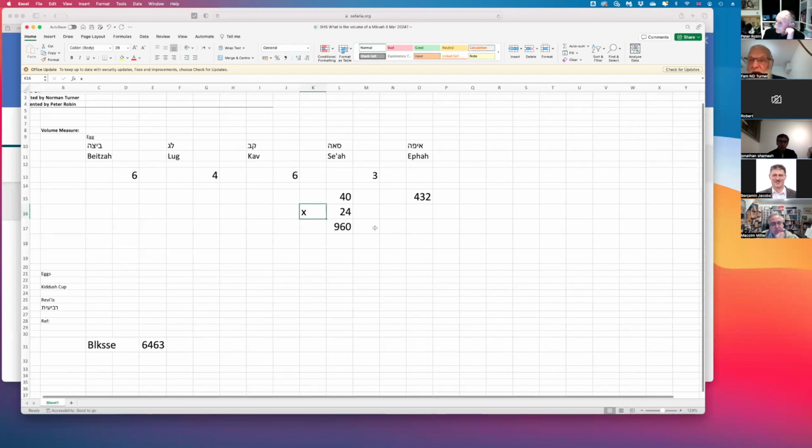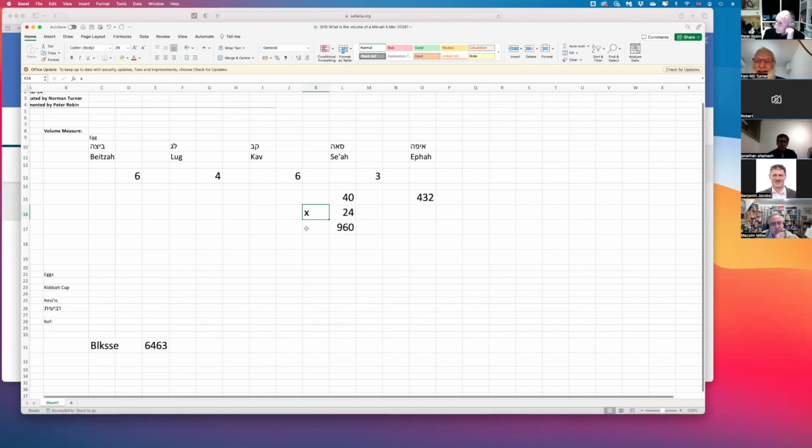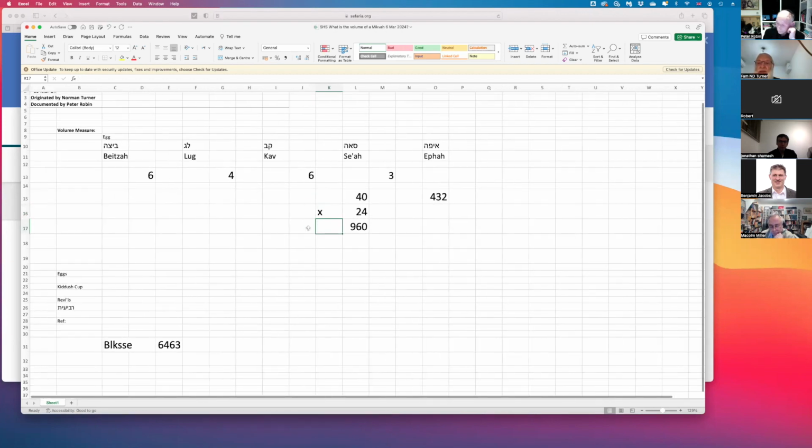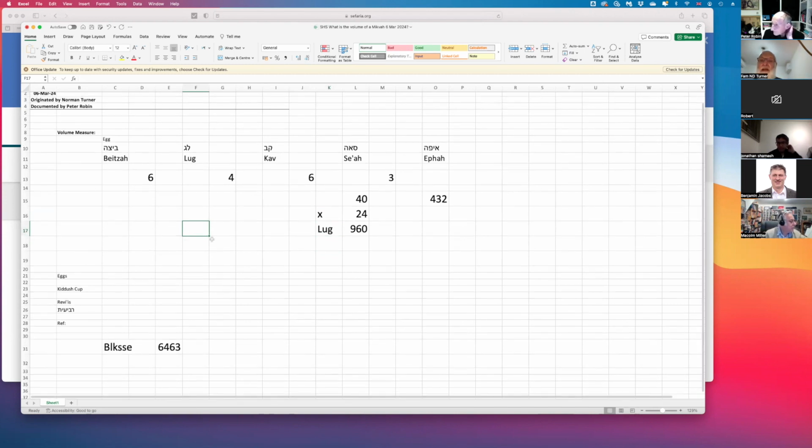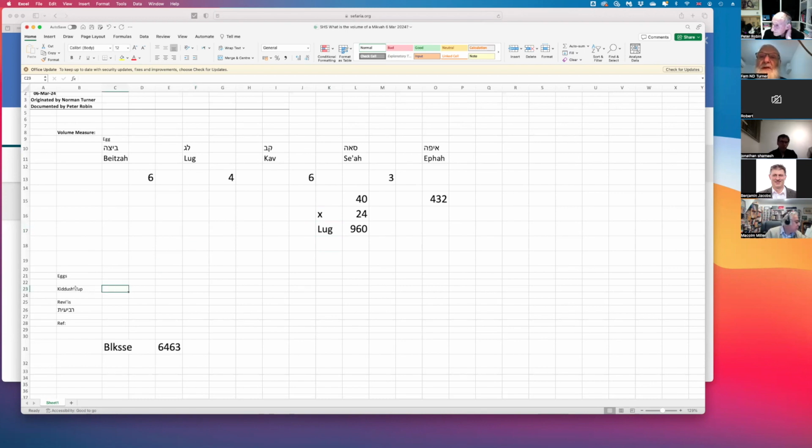Now, as we mentioned last week, when we have a Kiddush cup, the Kiddush cup is called a revius. It's a quarter. The amount you have in a Kiddush cup is a quarter of a lug. Right? Now, we know a Kiddush cup. There, you drop down now to your Kiddush cup. Put it under the lug.